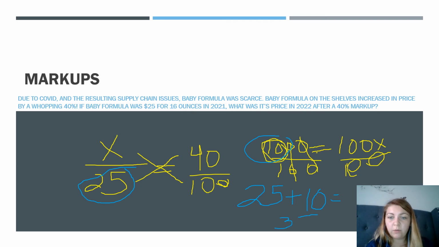So baby formula went from $25 to $35 in just 1 year. That's really high. You've heard of the word inflation before. This is what inflation might look like, when prices go up really high from 1 year to the next.